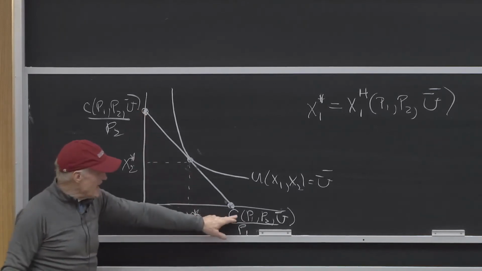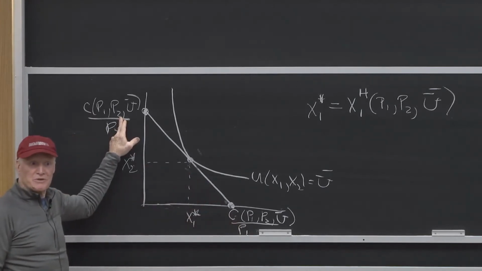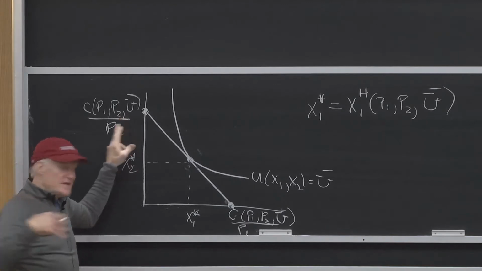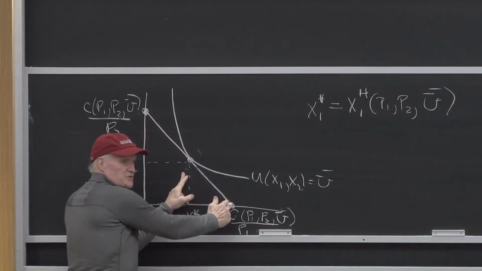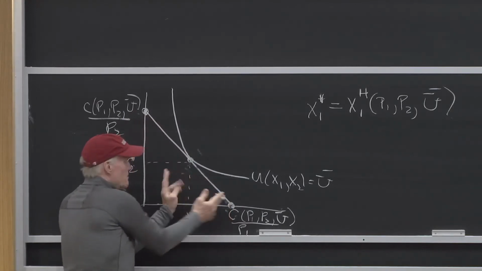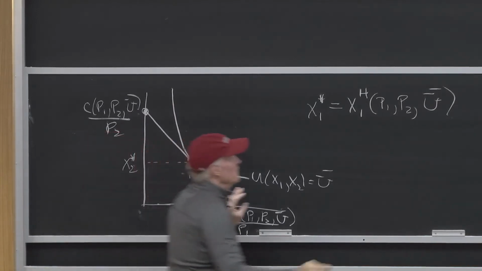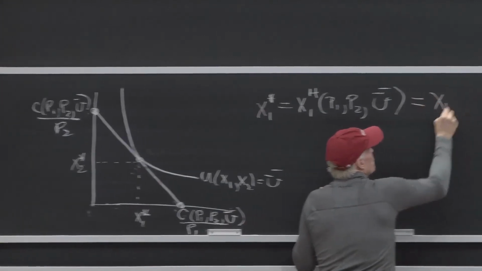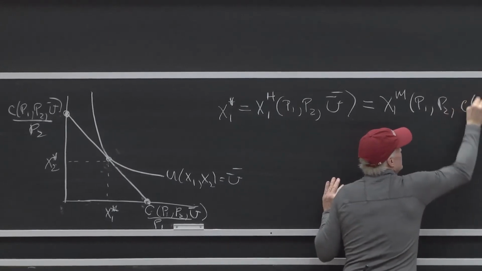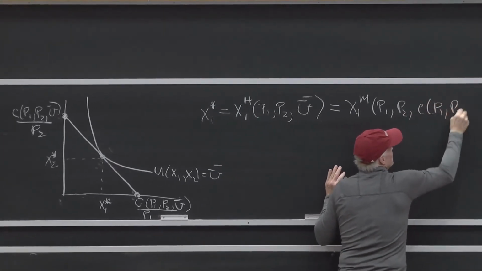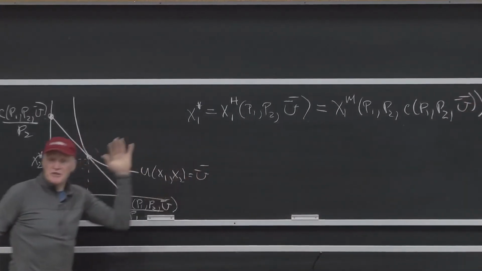So now let's think about it from a Marshallian world. If I gave you exactly that much income at these same prices, what point would you choose? I'm going to flip it around now. I'm going to give you exactly this much income, which gives you this budget constraint, which implies you're going to maximize utility. Well, that's going to put me right back where I started, right at this point here. So this has to be equal to x1 Marshallian of P1, P2, C of P1, P2, U bar. All right, that's the correspondence between the two systems.